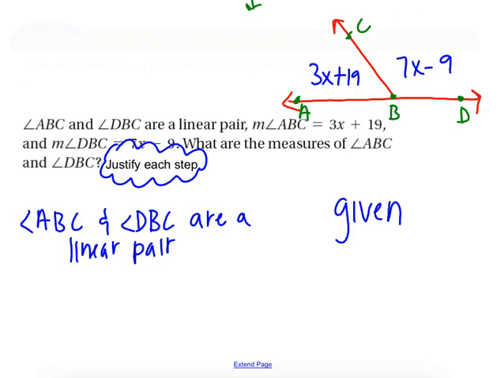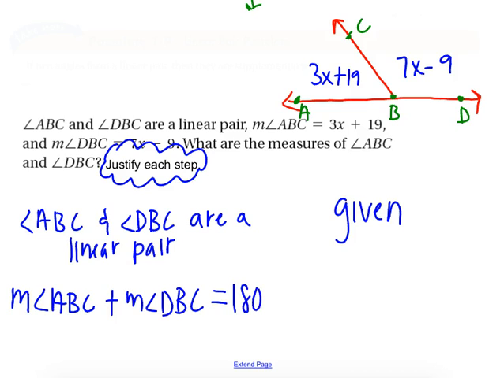Now, what do we know about linear pairs? Well, I know that the measure of angle ABC plus the measure of angle DBC equals what? I know it equals 180. That is the definition of a linear pair.